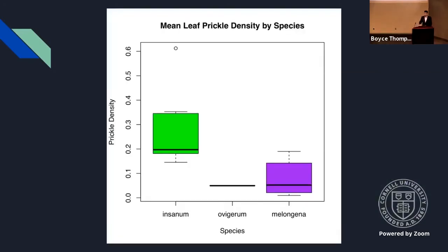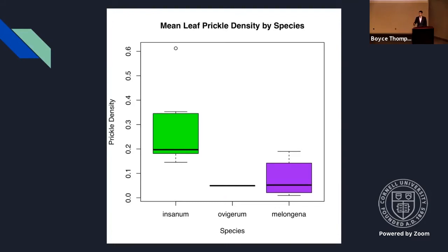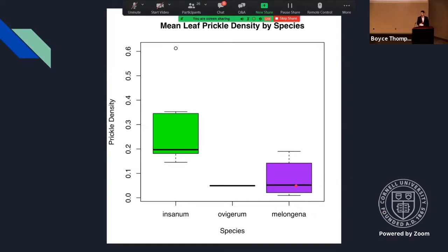This is just a flat out result for prickle density by species. Of course, as you can see, Insanum is going to have a much higher prickle density, so more prickles and smaller leaves. Ovigerum, interestingly enough, only had 1 plant that had prickles on the leaves. This could be that an early ancestor for Ovigerum was just reduced prickles, and then as it radiated out, it continued that phenotype. But it does give an interesting story to tell. Melongena, of course, had a decrease in comparison to Insanum.